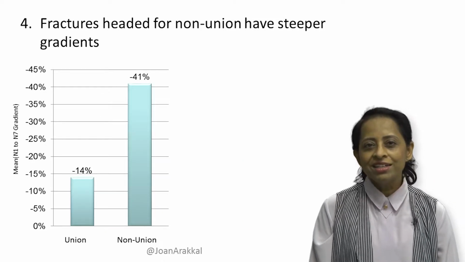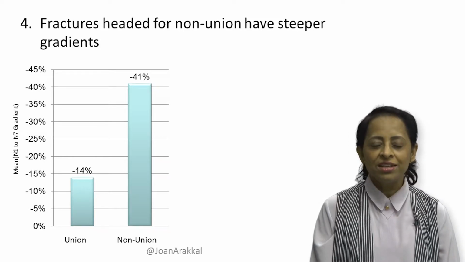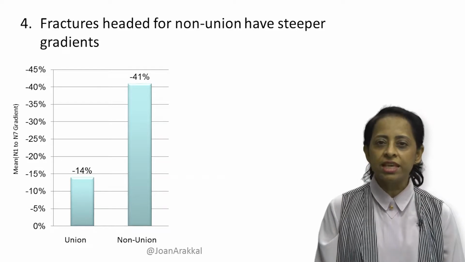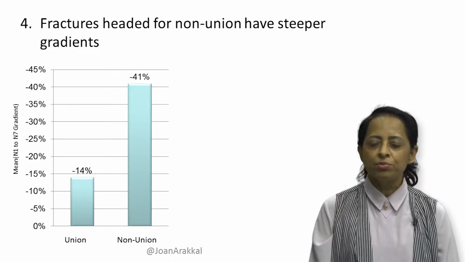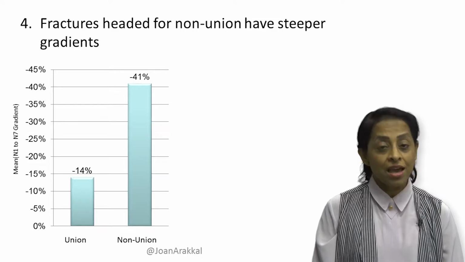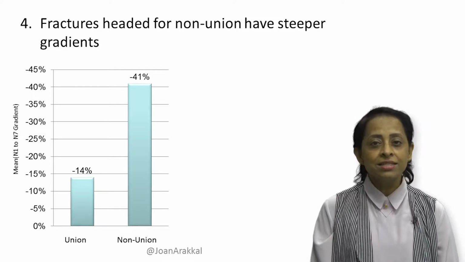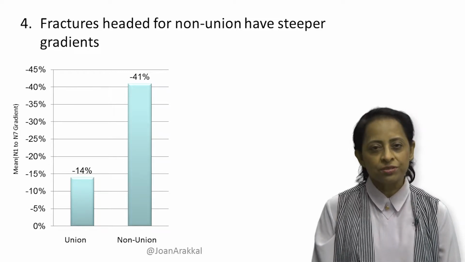And finally, and possibly most interestingly, we noticed the gradient between the proximal and the distal ends of the scaphoid was very different between fractures headed for union and non-union. And importantly, these differences appeared as early as the first week after the fracture.